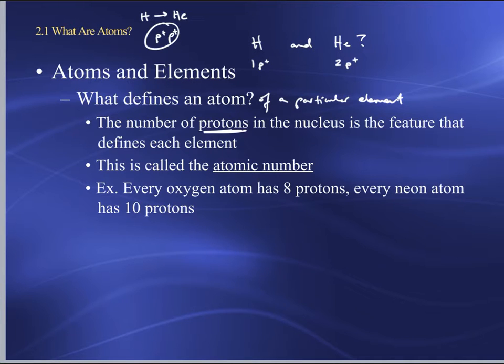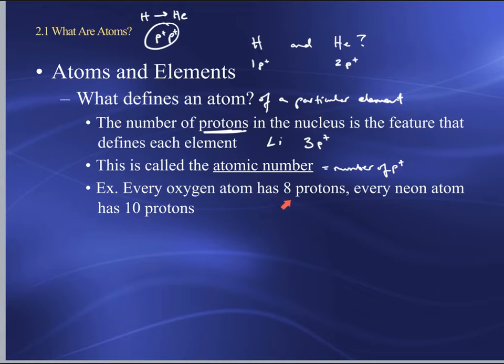Another example: if we look at the next one down the list, lithium. Lithium is element number 3, which means a lithium nucleus has 3 protons. This is called the atomic number. So we would also call the number of protons the atomic number. We would say that hydrogen's atomic number is 1, helium's atomic number is 2, lithium's atomic number is 3, beryllium's atomic number is 4, and so on.